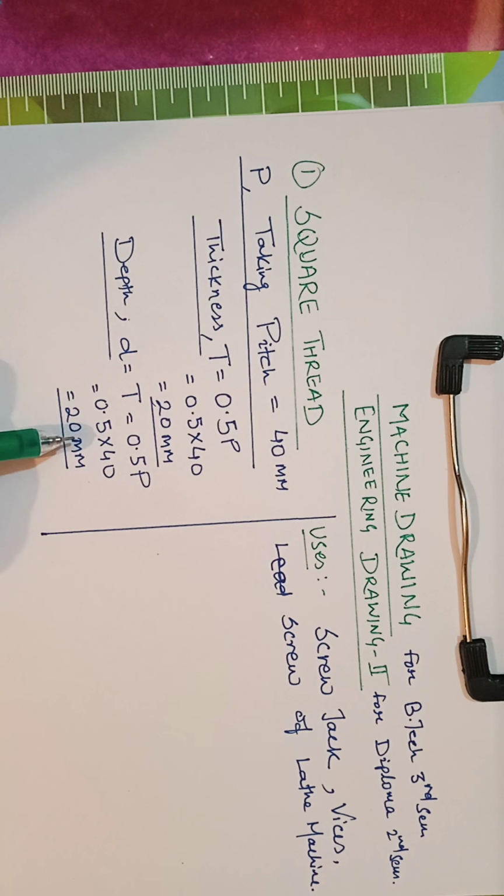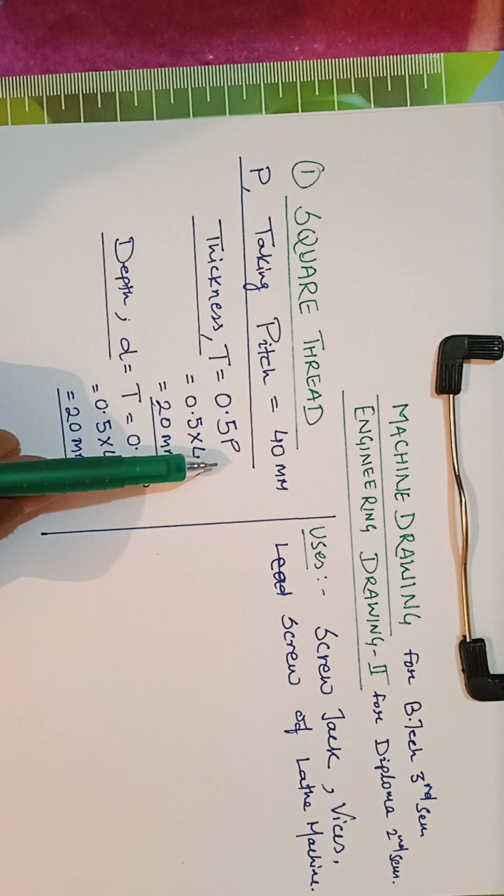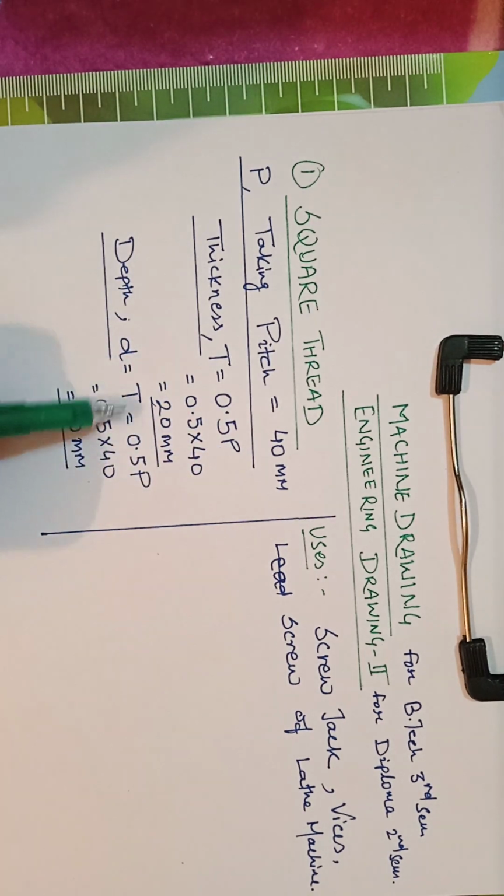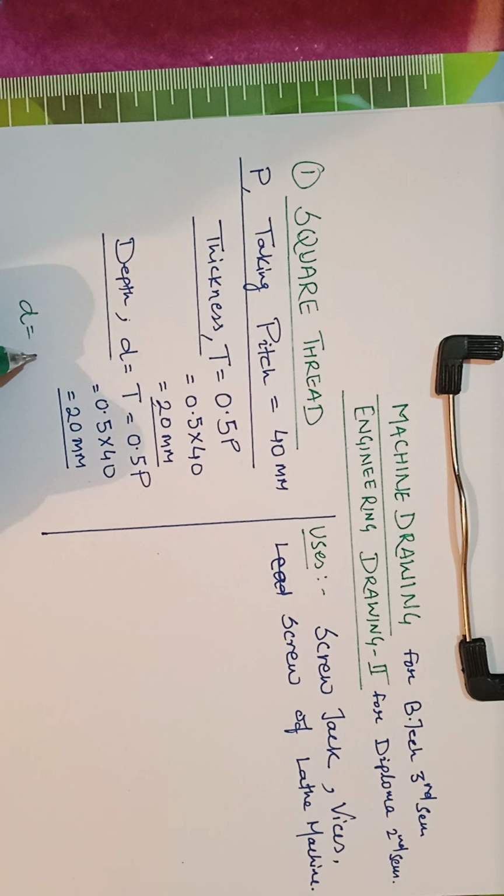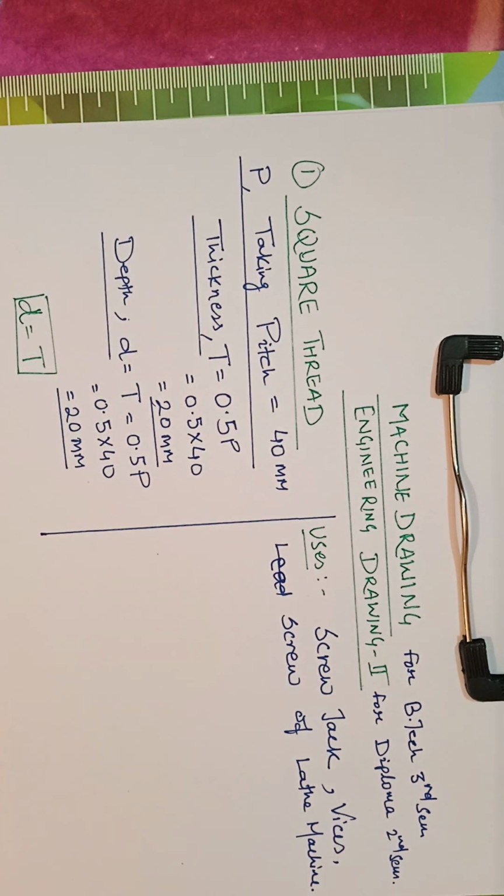So in the case of the square thread, the thickness is equal to 0.5 p, and the depth is also equal to t. So small d is equal to t. The depth is equal to the thickness of the teeth.